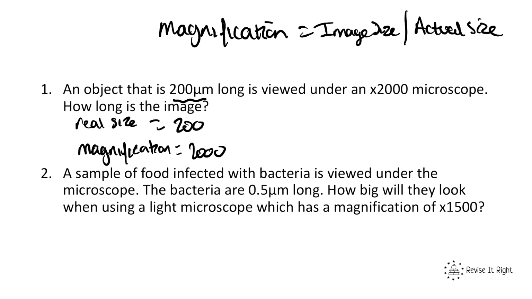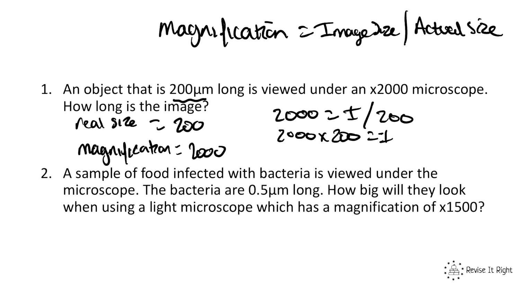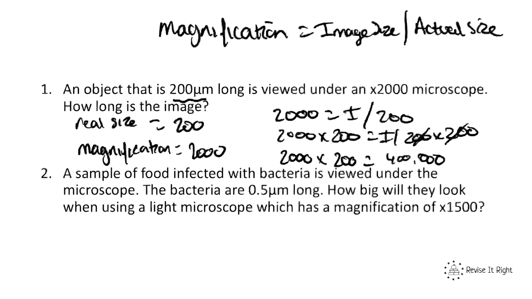Okay, so we're trying to work out the image size, so let's input our values. We've got 2,000 for magnification equals image size, which we're trying to work out, divided by actual size, which is 200. Then we times both sides by 200 to get image size on its own. Those two cancel each other out, so it's 2,000 times 200 equals the image size, and putting that into our calculator we get 400,000. Because it's given in micrometers, the answer will be in micrometers.